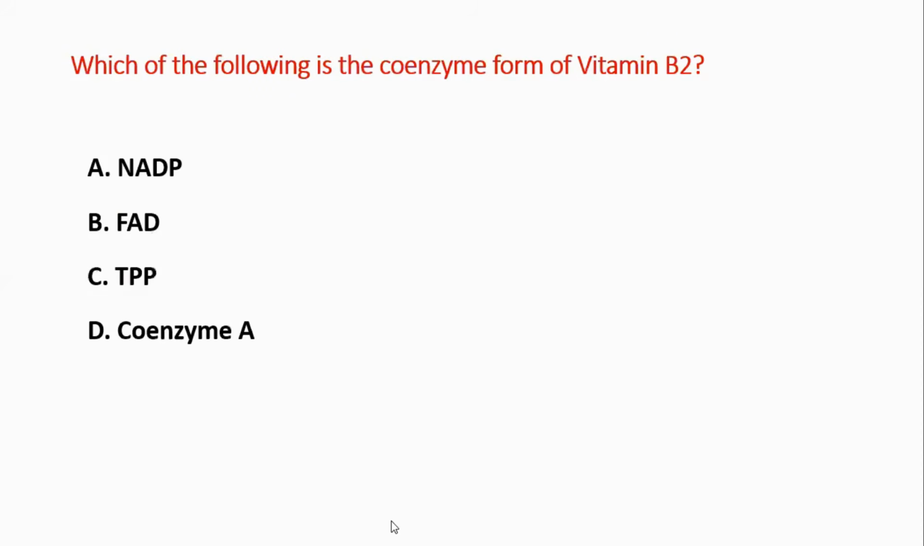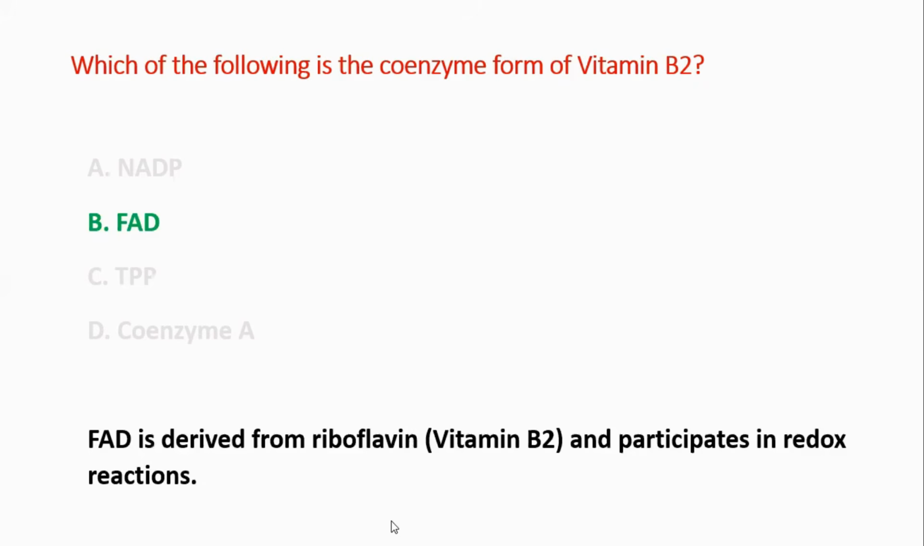Which of the following is a coenzyme from vitamin B2? Is it NADP, FAD, TPP, coenzyme A? Vitamin-derived coenzymes are favorite exam topics. Which B2 gives rise to which important coenzyme involved in oxidation reduction reactions? And the right answer is FAD. FAD is derived from riboflavin B2 and participates in redox reactions.